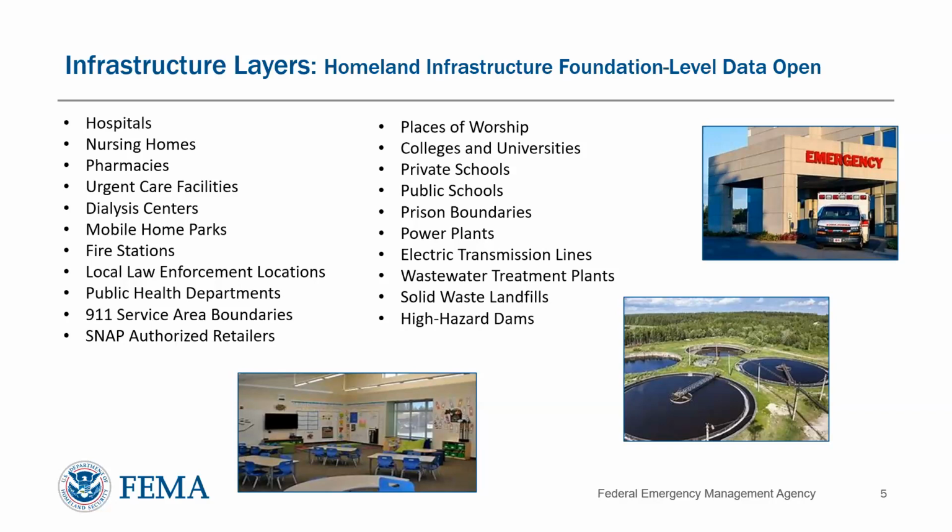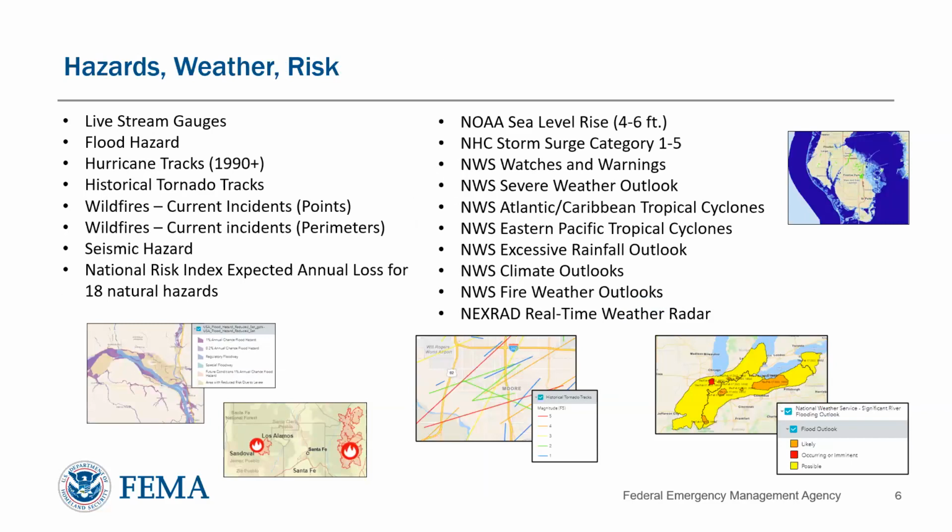And in addition to the indicators and the infrastructure layers, we actually have information on different hazards, weather, and risk. So we have historic information on things like tornadoes and hurricanes. We have risk information, which includes the National Risk Index, expected annual loss. We have the FEMA flood hazard zones. We have seismic risk information. And we also have real-time weather information from the National Weather Service.